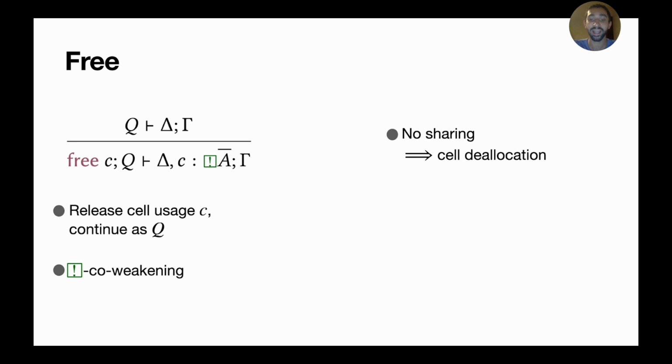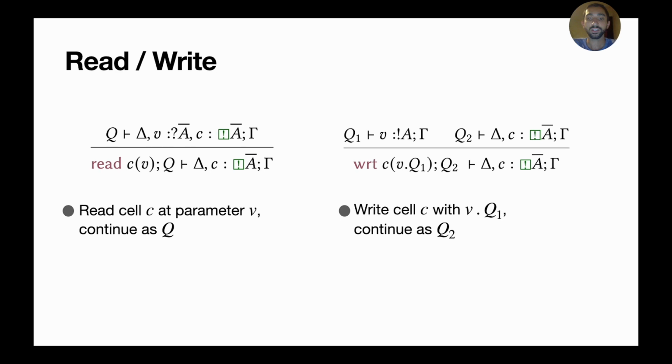The other two cell operations are read and write, which are atomic operations. Read accesses the contents of cell C, which are copied and received by the continuation Q at parameter V. The write operation destructively updates the contents of cell C with a session V implemented by process Q1. Then the writing process continues as Q2. Even though the cell changes its contents, the update is not strong, and so the cell protocol is left unchanged. Logically, these typing rules incorporate box bang dereliction.